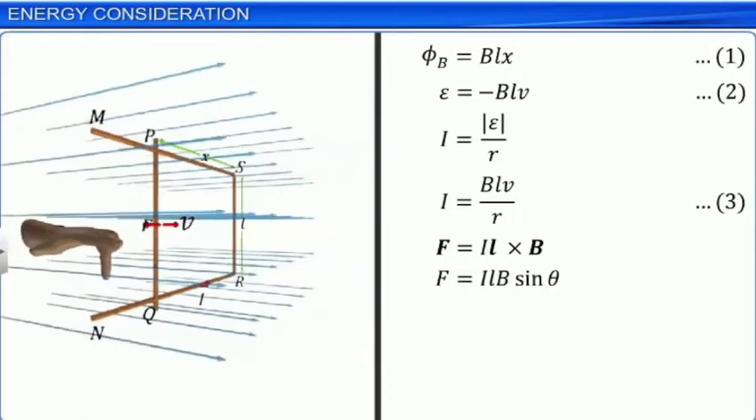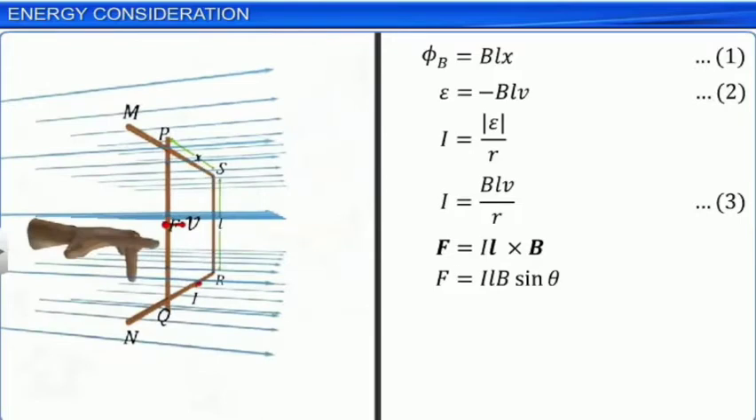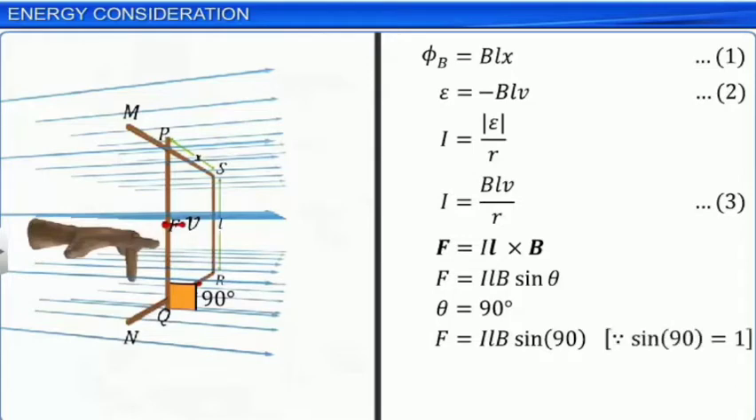Here, the angle between the arm PQ and the magnetic field is 90 degrees. Hence, the equation for the magnitude of the force transforms to F is equal to ILB sine 90. As sine 90 is equal to 1, this can be rewritten as F is equal to ILB. Let this be equation 4.